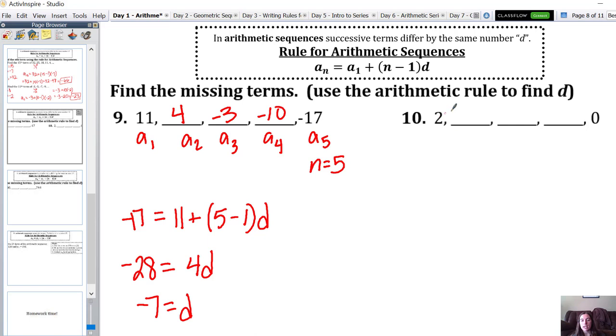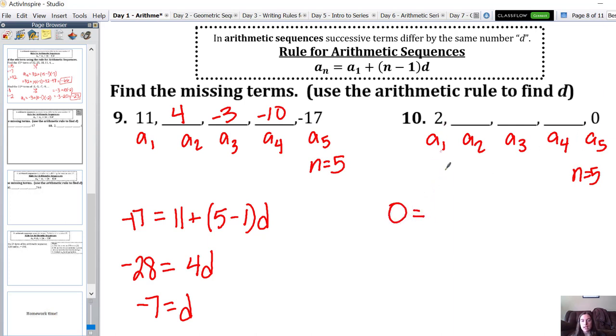In number 10, we have an a sub 1 of 2. We don't know a sub 2, a sub 3, or a sub 4, but we know a sub 5 is 0. So again, here n is 5. Sometimes you'll be given a different number of values in your sequence. It won't always be an n of 5. But in this case, my a sub n, or a sub 5, is 0.